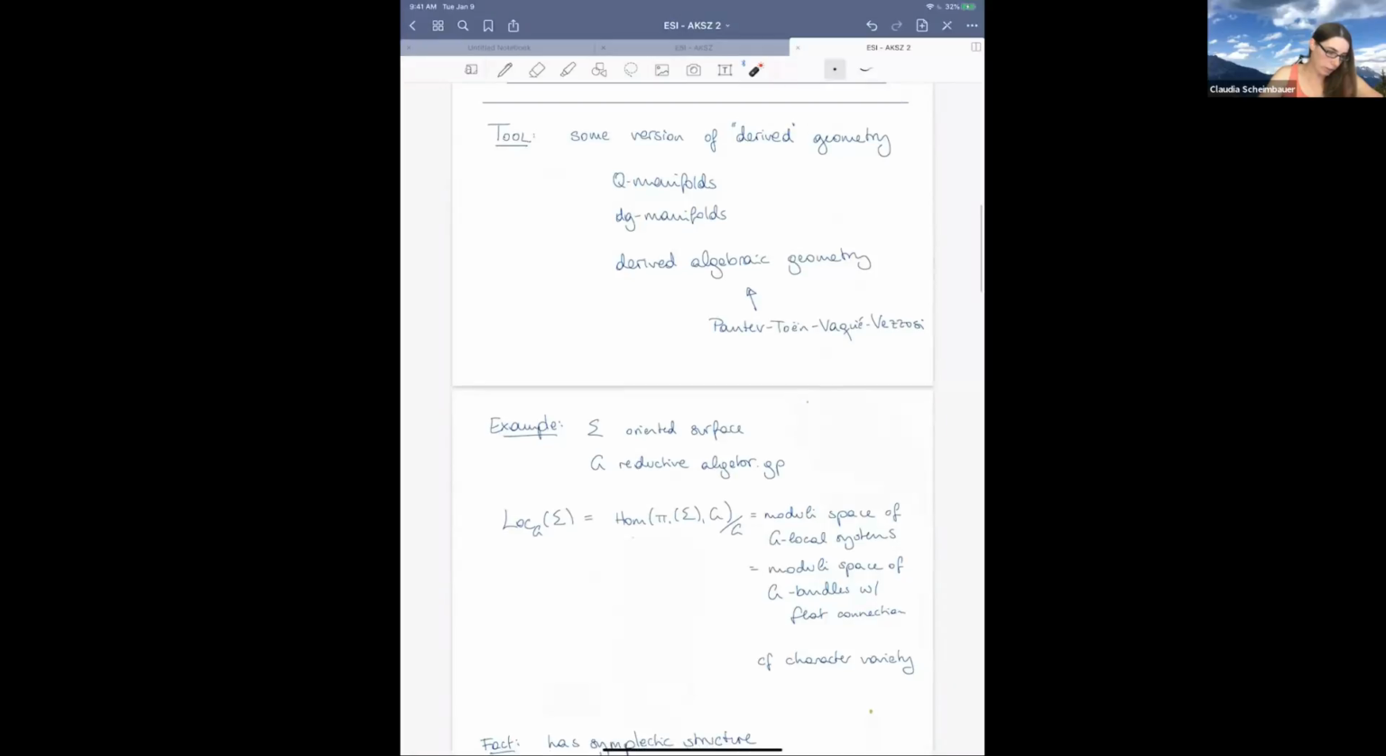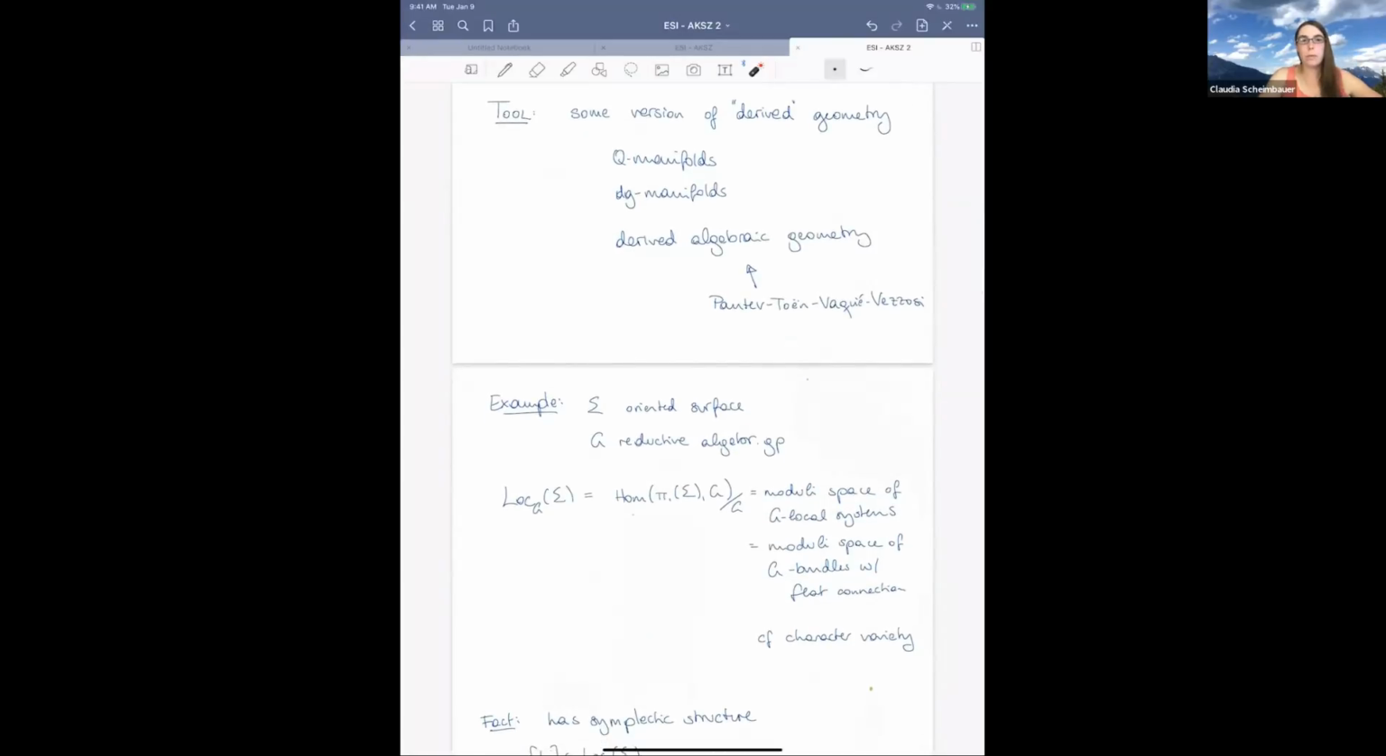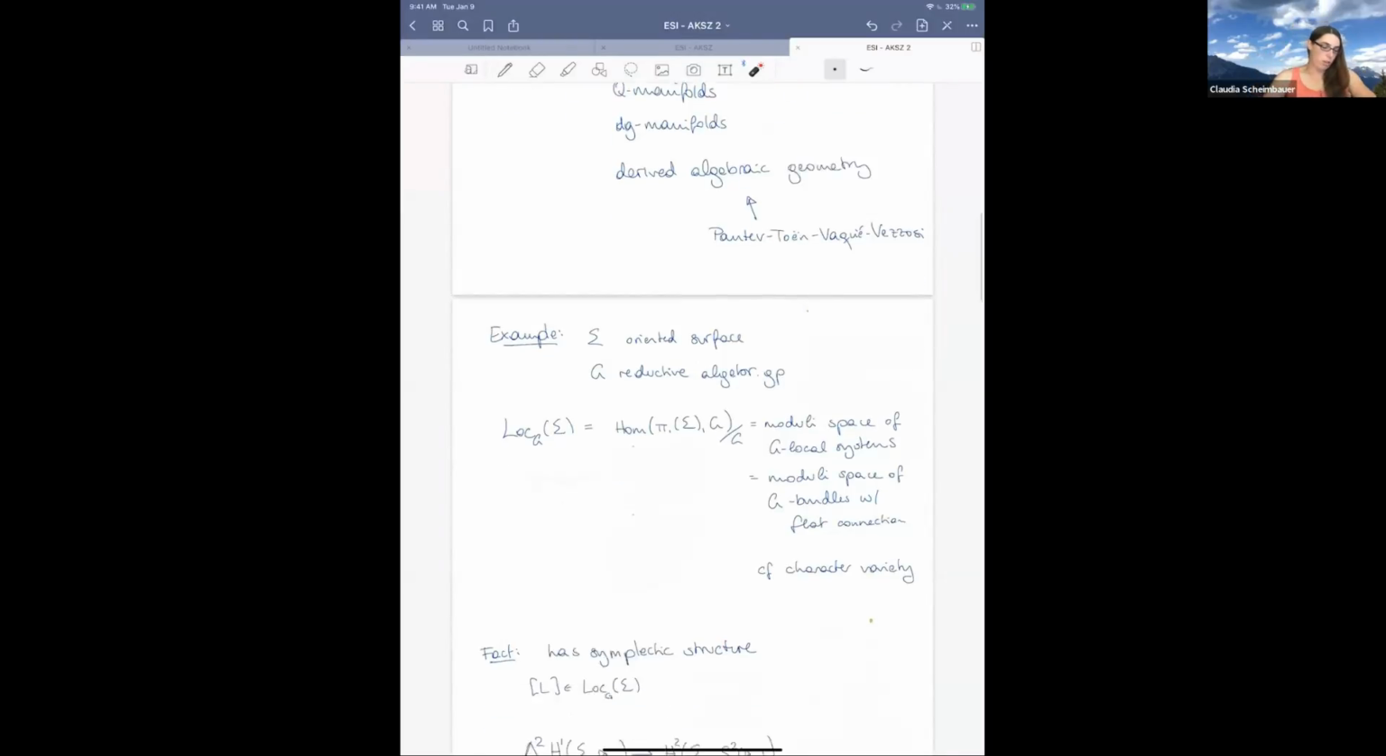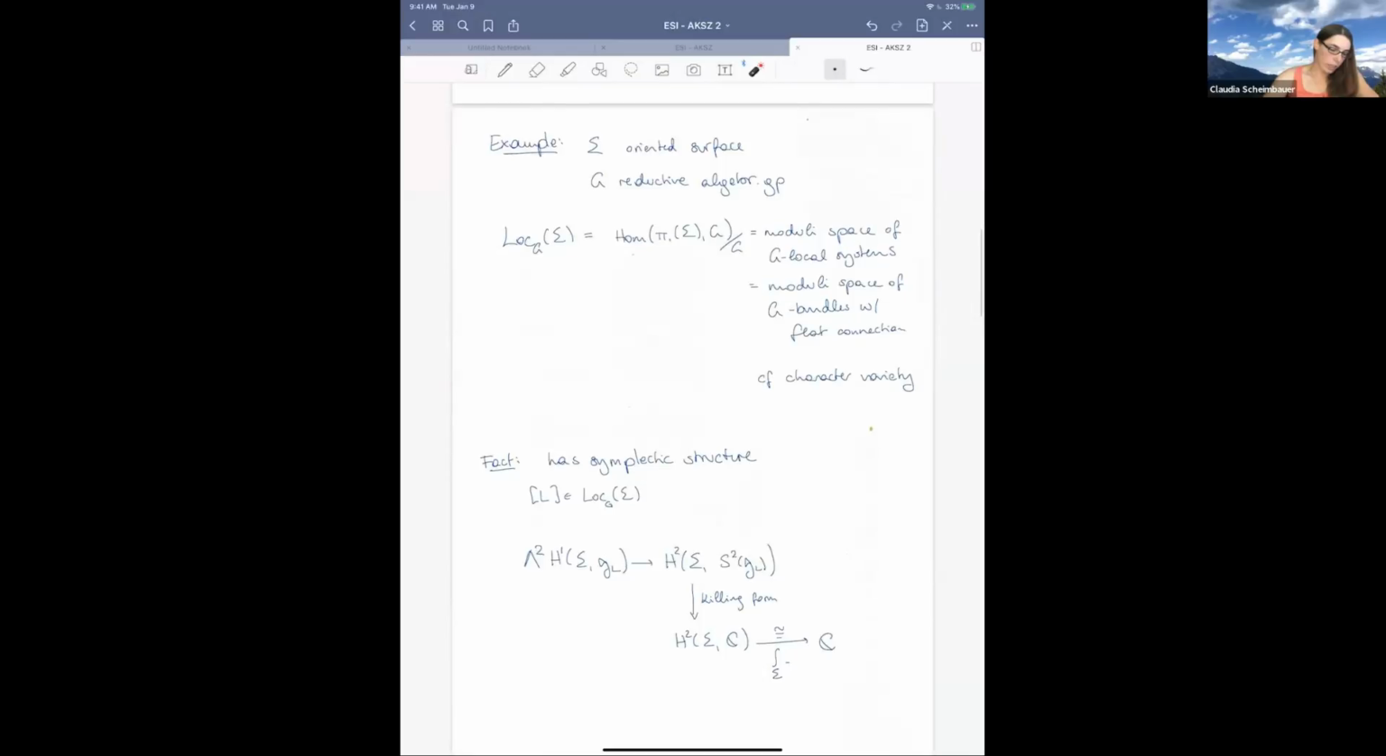Okay, so let's look at the first example. That's maybe more of an algebraic flavor than the things that I showed you above. Of course, it's just an instance, and this is where derived geometry comes in. So let's start with an oriented surface, closed, compact, and G a reductive algebraic group. And we want to look at the moduli space of G local systems, or G bundles with flat connections.